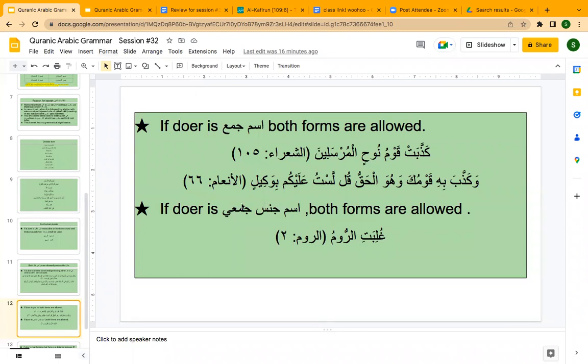When you come to your ism jins jam'i, where did you learn this ism jins jam'i? Yes, so kazzaba is huwa kazzaba and qawm is an outside doer. Kazzabat is hiya kazzabat, and qawm is the outside doer. Both are allowed. Both kazzabat and kazzaba are allowed.